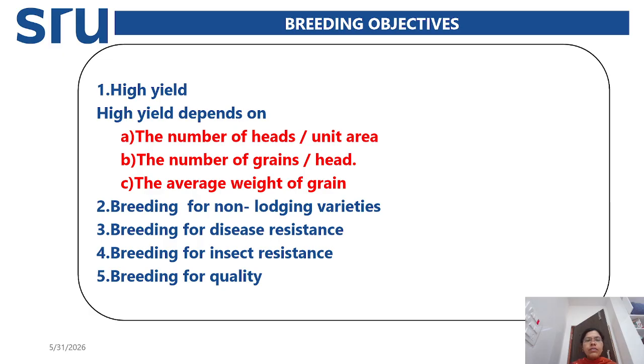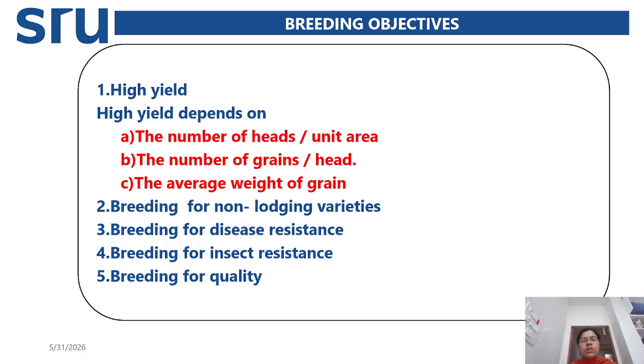And next is breeding for disease resistance. Generally, the major disease in case of wheat is rust. We can see stem rust, leaf rust. So we have to breed varieties which are resistant to all three different types of rust. And next is breeding for insect resistance.